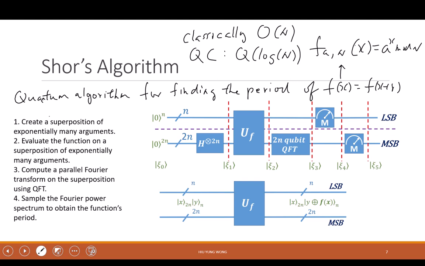Because you have 10 billion entries, I'm not going to measure them one by one, right? It has 10 billion possible periods, for a number that is about 10 billion, right? The largest period can be up to 10 billion, right? I'm not going to try to measure one by one. I want to do some constructive, destructive interference so that only the answer will stand out. And then when I measure, it only gives me the answer, right? And then we sample it to get the result.